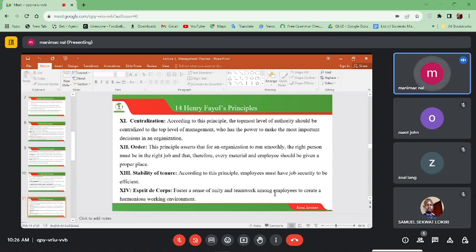So lastly is esprit de corps. This is the final principle according to Henry Fayol, whereby he focuses on fostering a sense of unity and also looks at teamwork among employees. He urges that for us to work in a given environment, we must work in a unified manner, and also we must work as a team so that we can create a harmonious working environment which is comfortable for everyone, regardless of our disparities or regardless of our backgrounds.